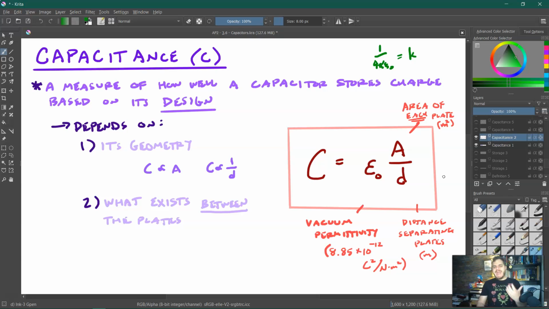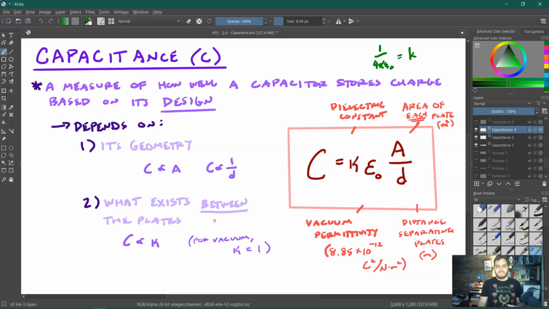You can also add something between the plates called a dielectric. And a dielectric is characterized by something known as a dielectric constant. We're going to learn more about what dielectrics are in a minute, but this is going to be some number greater than 1. And if you have a greater dielectric constant, you have a more successful dielectric, more charge can be stored, the capacitance will in fact go up for the capacitor.